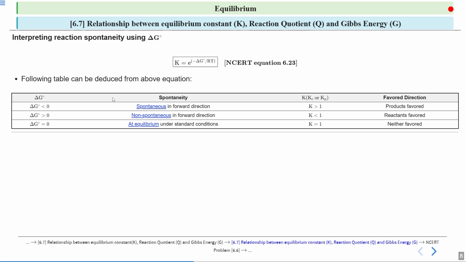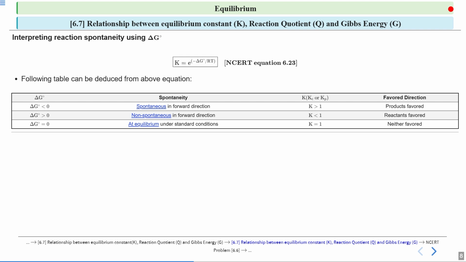Now what can be implied about the spontaneity? On the favored direction, you can see that the K value is greater than 1. That means your product's concentration is more compared to the reactant's concentration. That is the only way you can keep the K value greater than 1. So you can also say that the product is much more favored, and that means the reaction is going more in the forward direction. This is the only way you can get more product formation. Similarly, if the reactant is favored, the reaction is more approachable towards the backward direction, so it is non-spontaneous in the forward direction.